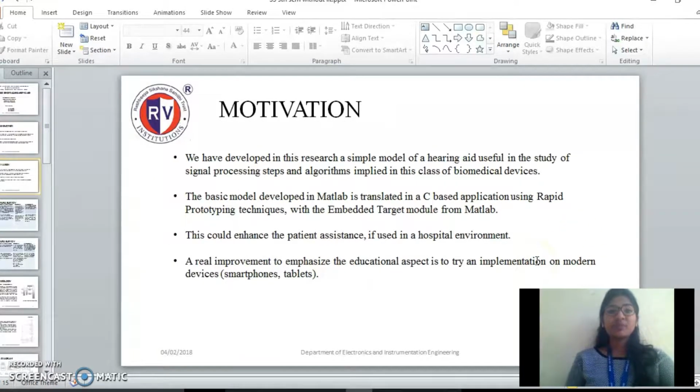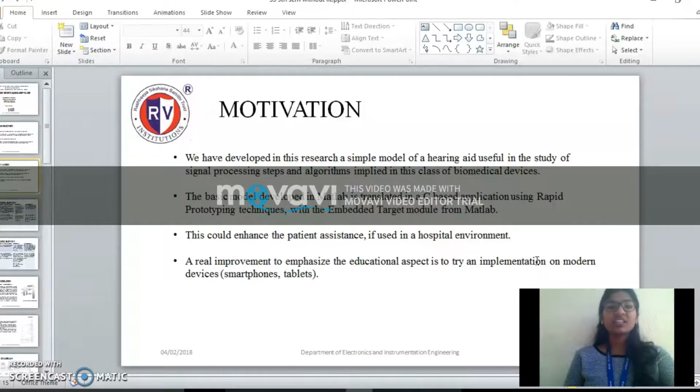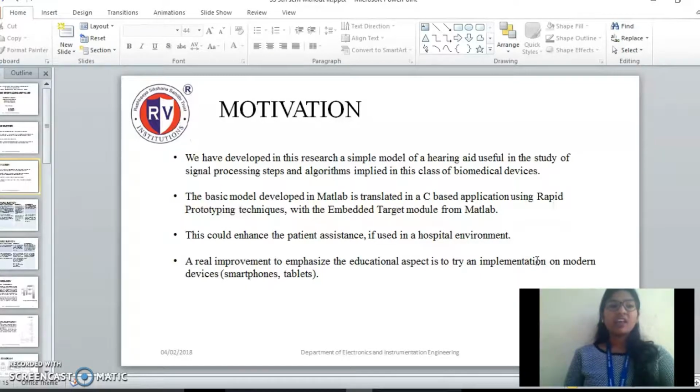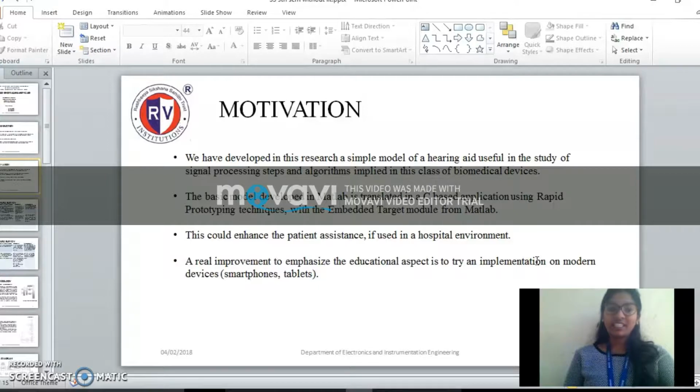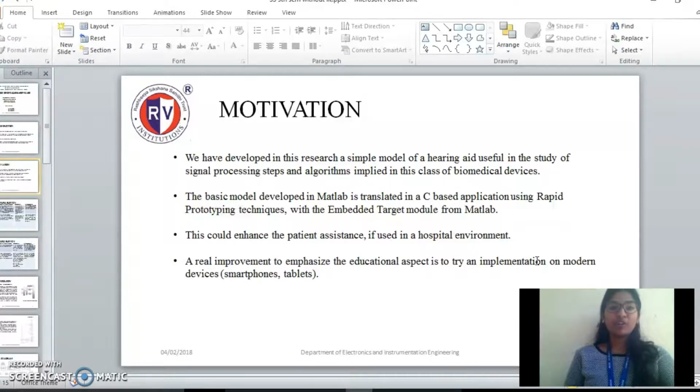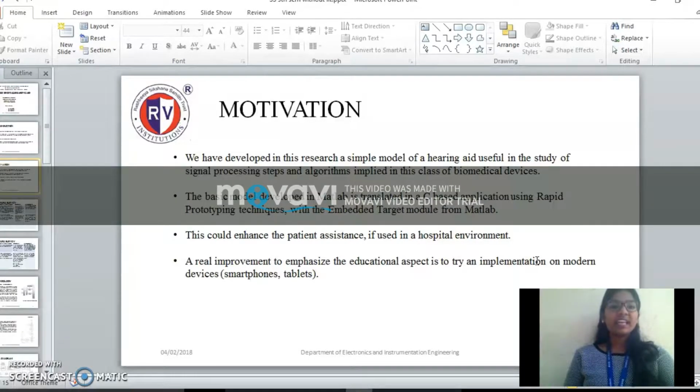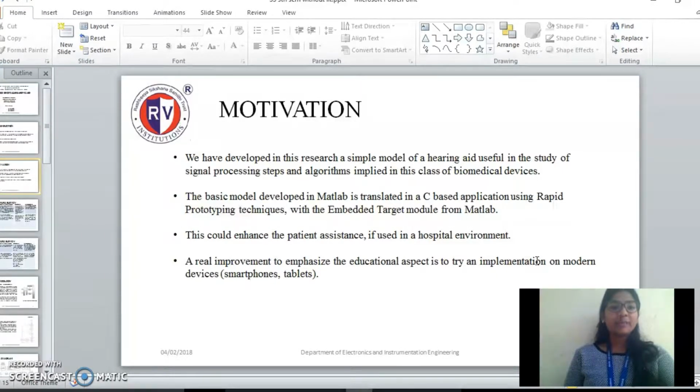Now coming to the motivation of this project. In this research, we have developed a simple model of hearing aid that is useful in the study of signal processing steps and algorithms that are implied in the class of biomedical devices. The basic model developed in MATLAB is translated into a C program-based application using rapid prototyping techniques with the embedded target module from MATLAB. The code can be improved manually to optimize the application, and new methods of processing are investigated for possible inclusion in the model. A new possibility, improvement by integration in a local network, is also considered. This could enhance patient assistance if used in a hospital environment.